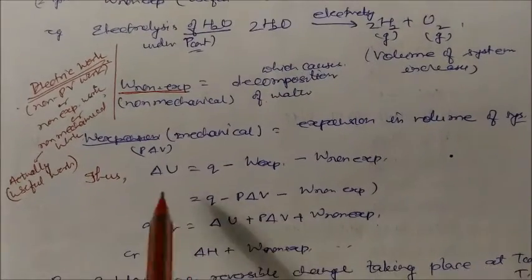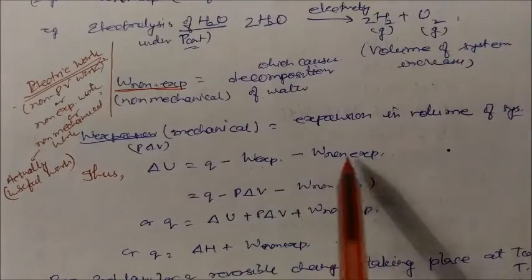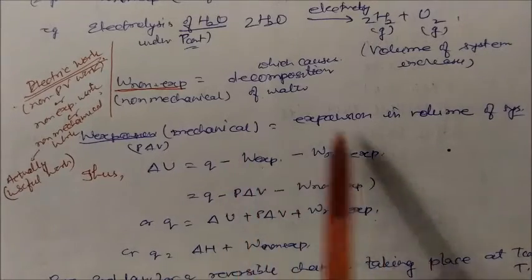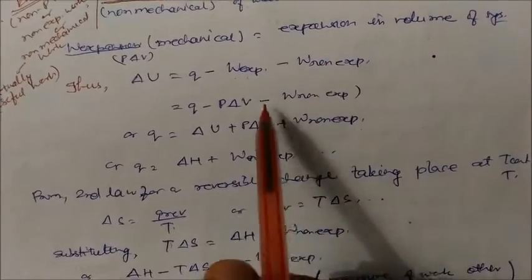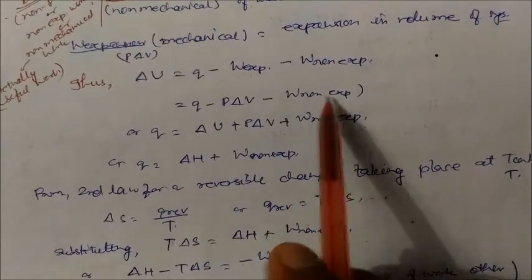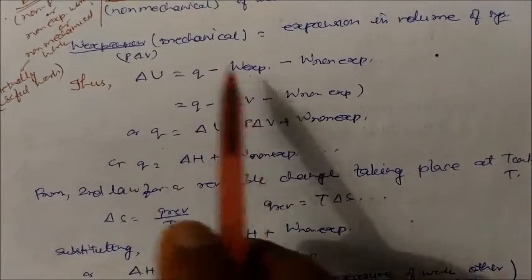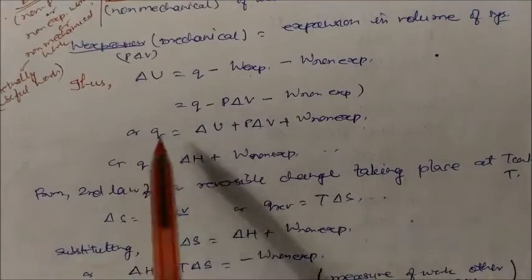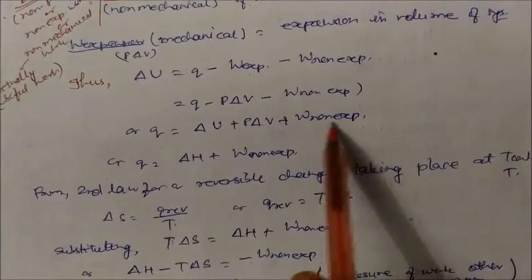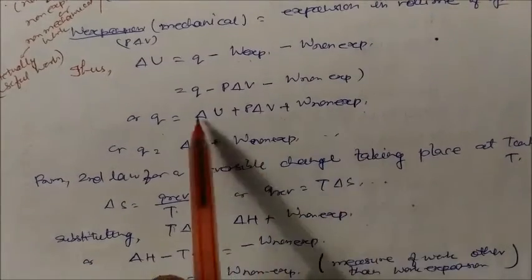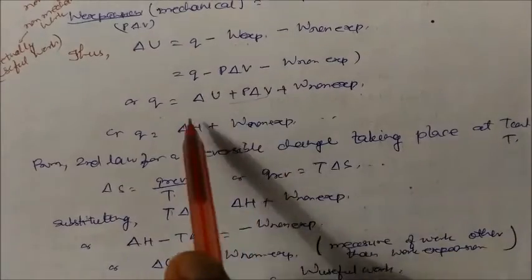So thus we can write delta U is equal to Q minus work expansion minus work non-expansion. So this work is divided into two types. This work expansion is PV work, so we can write P delta V, and this will be minus work non-expansion. Just rearranging, Q will be on this side, and delta U goes to the left-hand side. So Q is equal to delta U plus P delta V plus work non-expansion, and this is nothing but delta H plus work non-expansion. The whole thing will be converted into delta H.